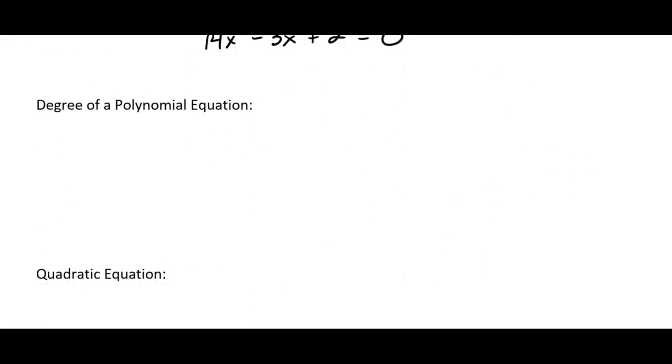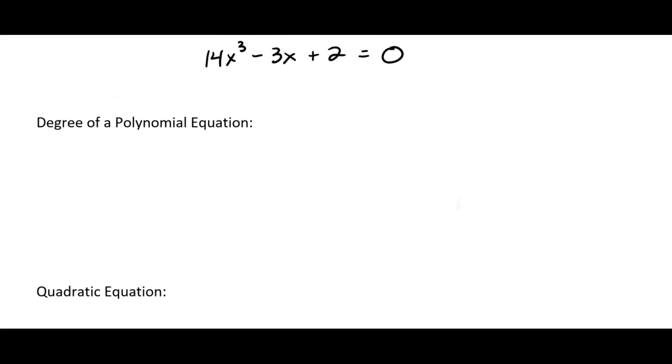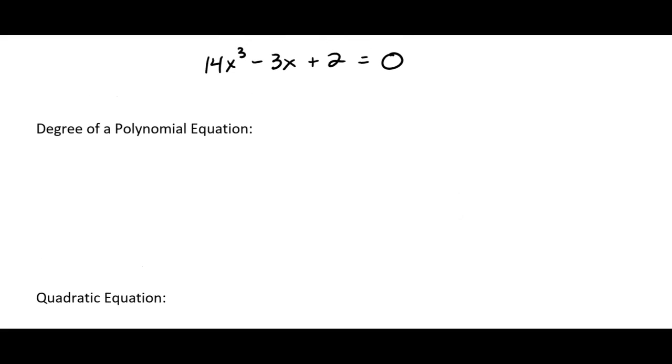Okay, so the degree of a polynomial, well, let's look at the one we just had: 14x cubed minus 3x plus 2 equals 0. It goes by the highest exponent. Because we're only in one variable, we don't have to worry about more complicated things. So this would be called a third degree polynomial.